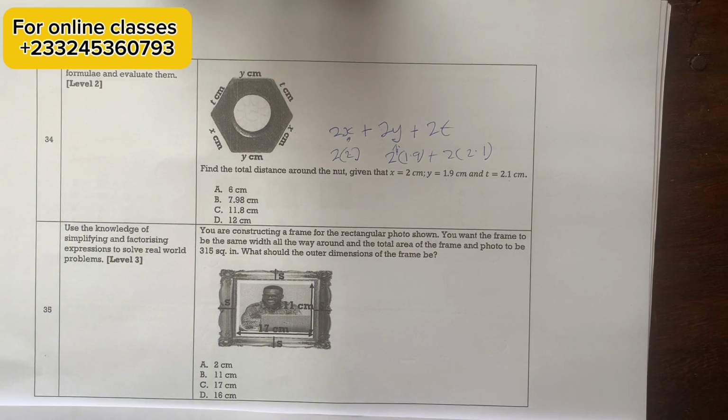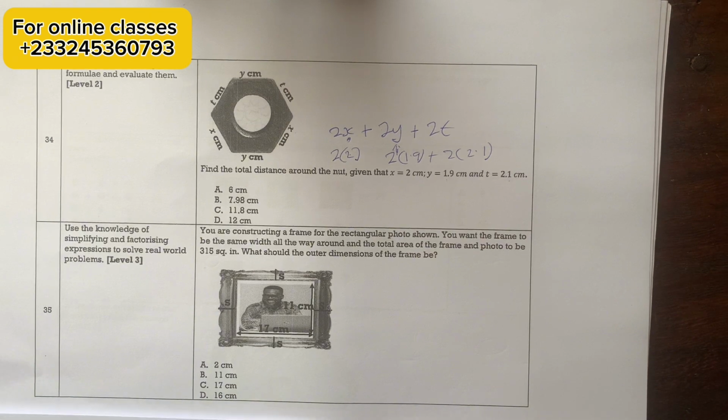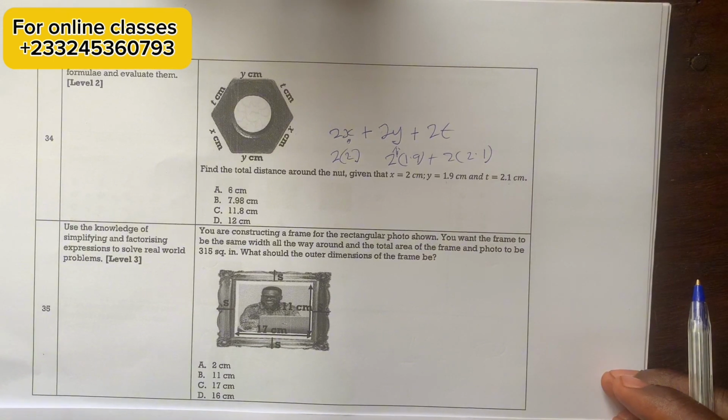Now let us look at this one. You are constructing a frame for the rectangular photo shown. You want the frame to be the same width all the way around and the total area of the frame and photo to be 315 square inches. What should the outer dimensions of the frame be? Wow, this is a very nice question. Solve this one too and leave your answer in the comment section.